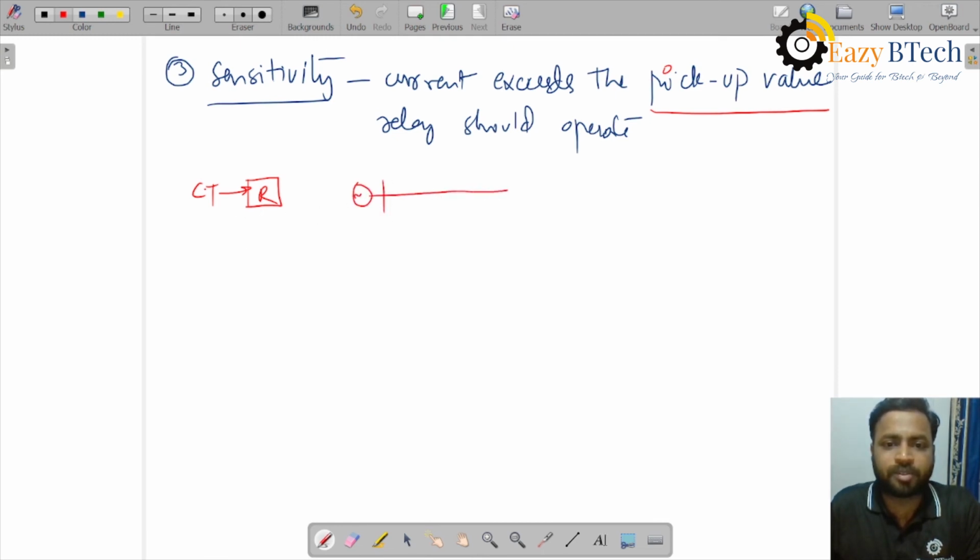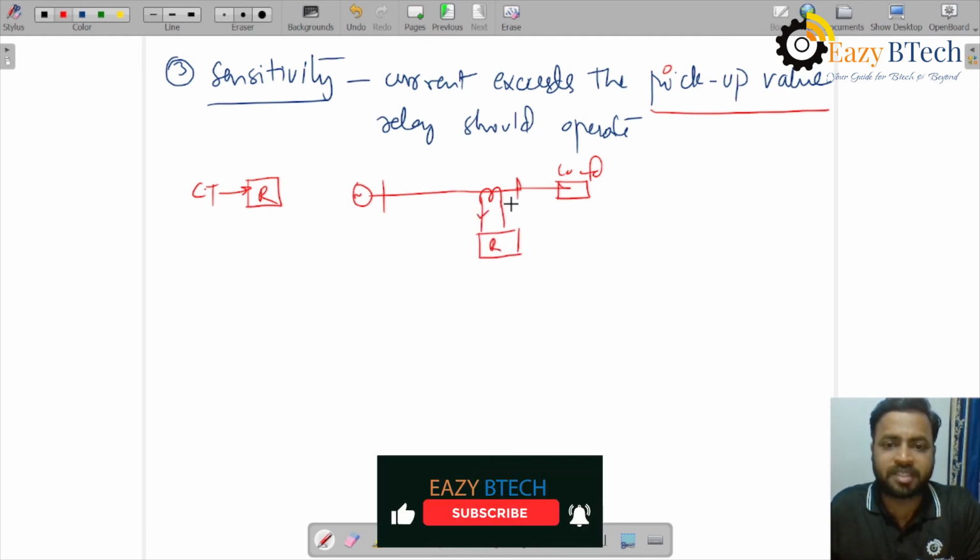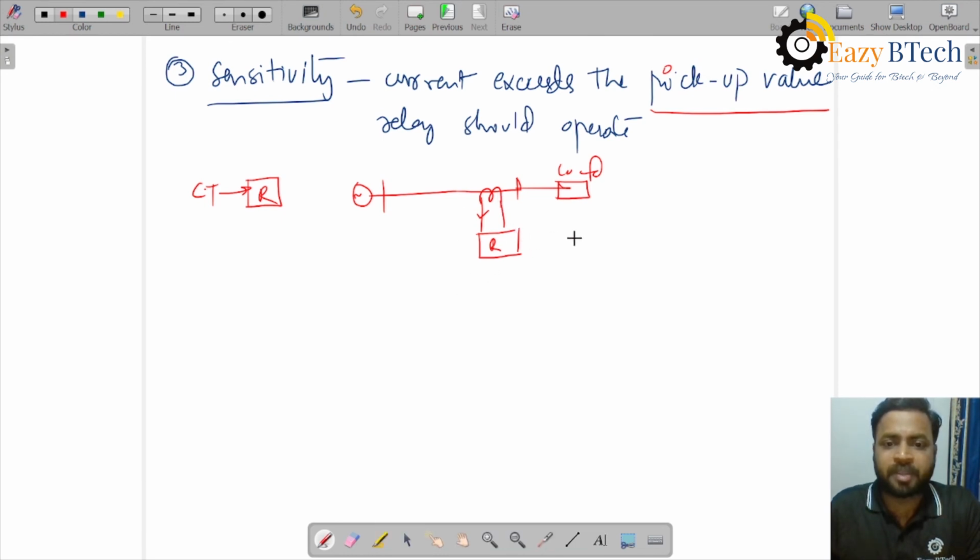It will be connected to the system like this. Suppose this is the load. There is a CT here. This is the relay. There will be a circuit breaker also, I'm not showing it for simplicity. So whatever the CT secondary current is goes into the relay. For this relay, to sense the fault, we should give a setting called the pickup setting.